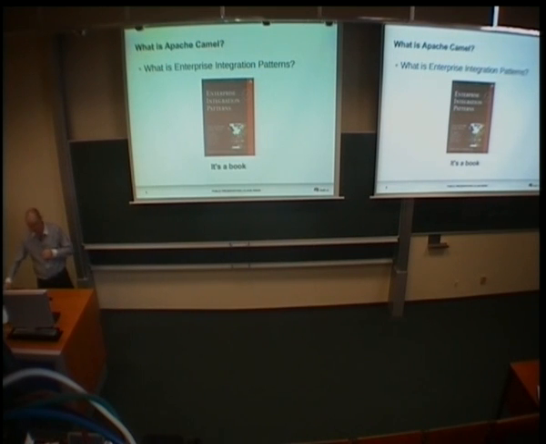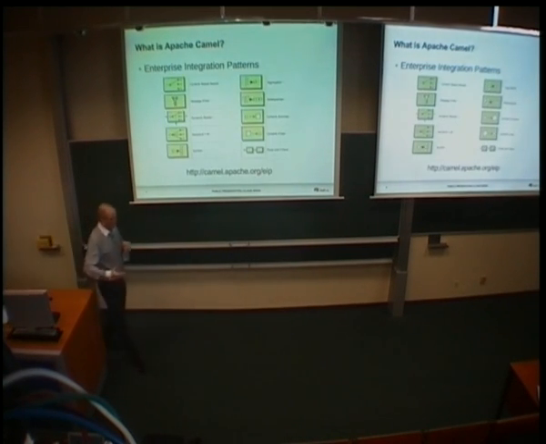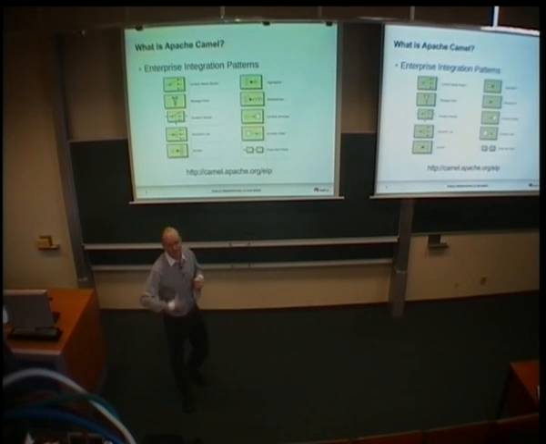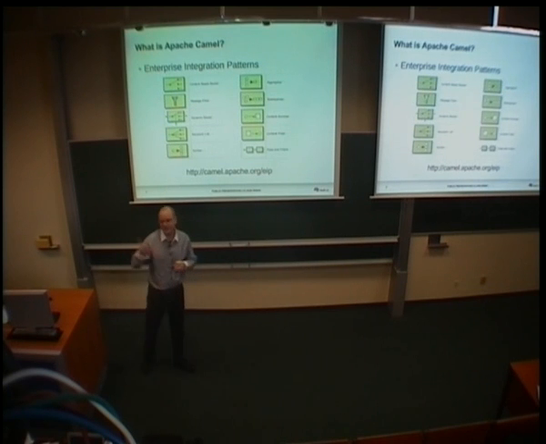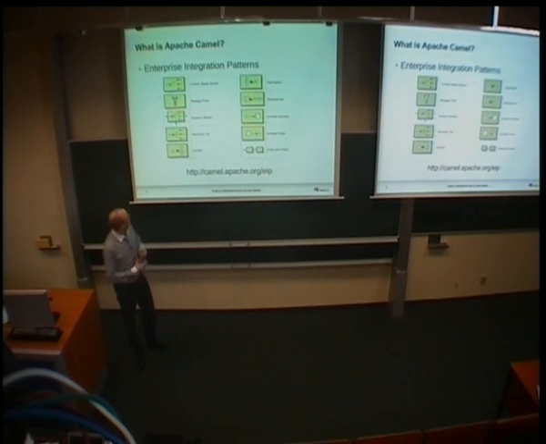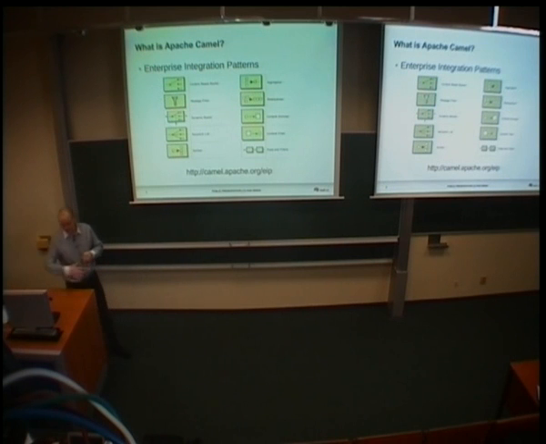So in this book, we have, you can say, recipes for how to solve common integration problems. And these recipes are what is known as enterprise integration patterns. And here on the Camel website, we have a list of all the patterns from the book that Camel supports. And there's a link here where you can go and read about them. We're going to see some of these patterns in this talk. For example, the content-based router, which is one of the famous patterns.